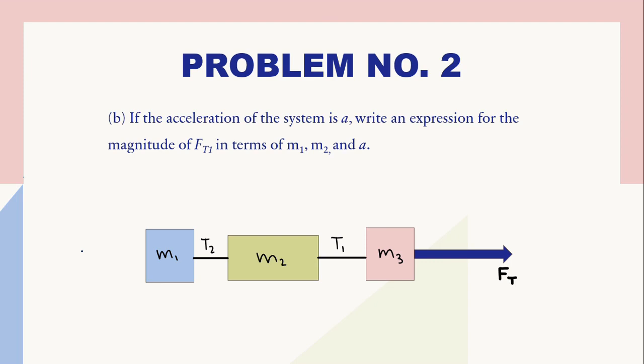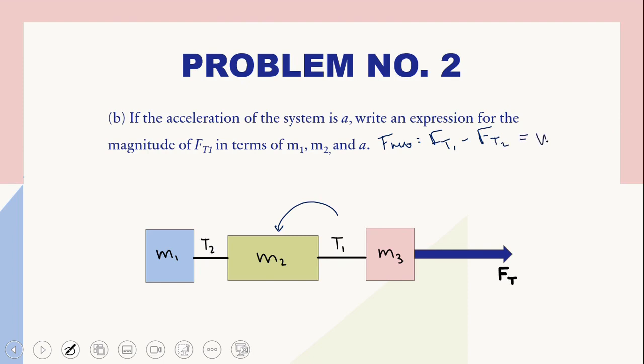Okay, so since T1 is pulling specifically on M2, we can apply the second law to M2. So we know the net force on this box is going to equal Ft1 minus Ft2. So I'm going to write that out. F net equals Ft1 minus Ft2, and then this is going to equal M2 times A. Okay, so since we're trying to find Ft1, I'm just going to isolate Ft1: M2A plus Ft2.